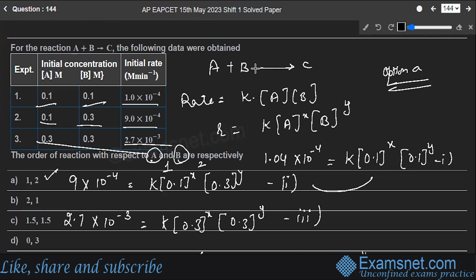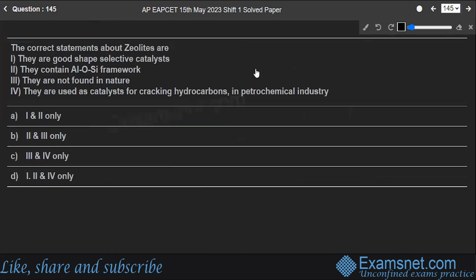Hope you got that. Next is question number 145. The correct statements about zeolites are: number 1, they are good shape selective catalysts. This is absolutely right. Correct. Number 2, they contain aluminium, oxygen, silicon framework. Yeah, this is also correct.